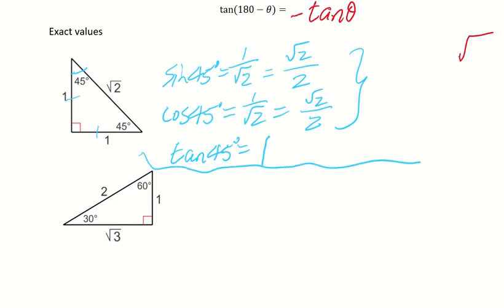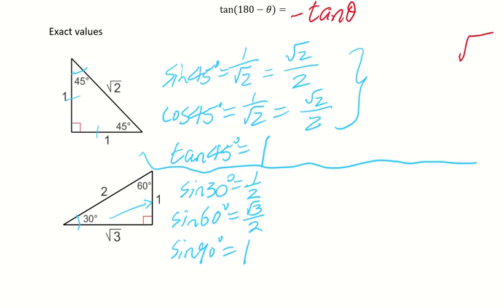Now let's have a look at the next special right-angle triangle with 30 degrees and 60 degrees here. Now this is a pretty important relationship. Whenever we have a 30 degrees angle, its opposite side is always half of the hypotenuse. So the ratio is always half, 1 on 2 there. Now sine 30 is opposite over hypotenuse, 1 on 2. Sine 60 is opposite over hypotenuse. Now sine 90 is 1.